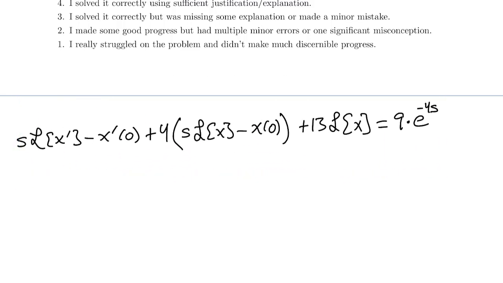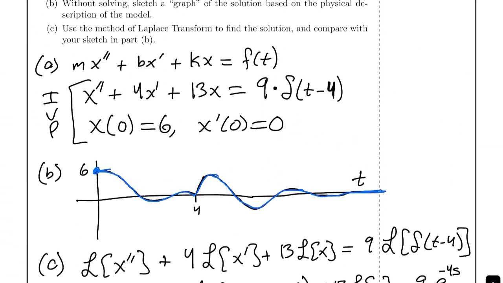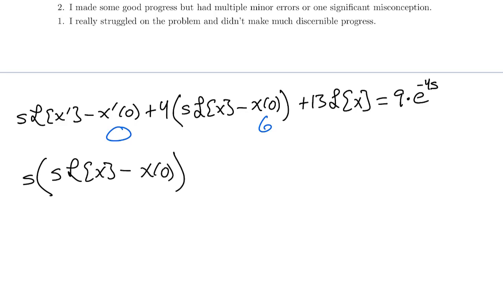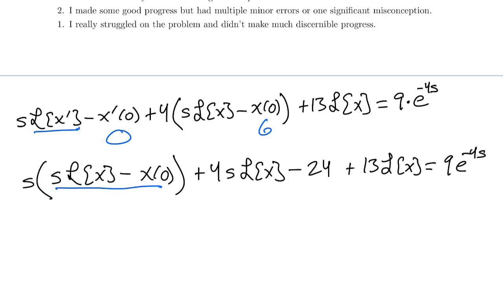And continue the work. We already know that x prime of 0 is given as 0, and that x of 0 is given as 6. So this is 0 and this is 6. So this gives us now s, and then another parentheses, s L of x minus x of 0. This term here in blue contributing to this, plus 4 s L of x minus 24. If we multiply the 6 and the 4, we get 24. And then 13 L of x equals 9 e to the minus 4s.